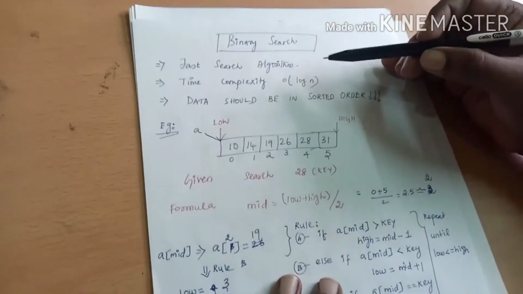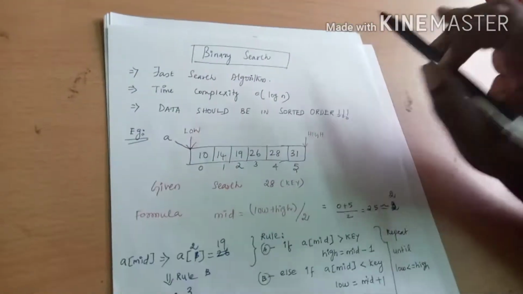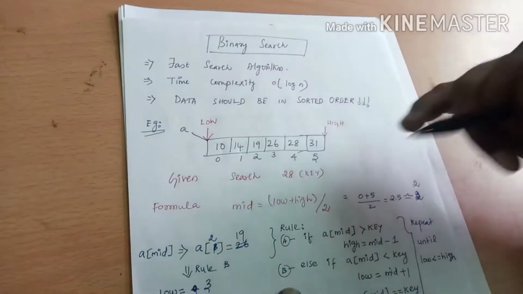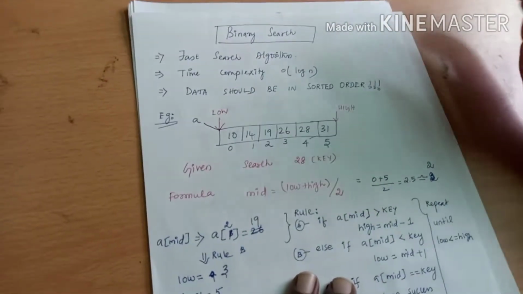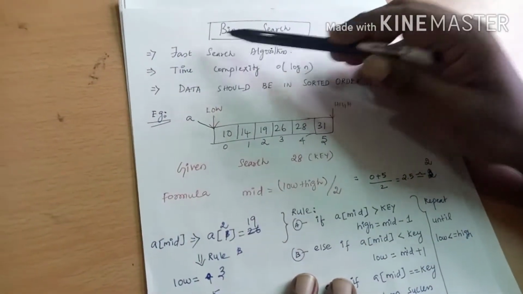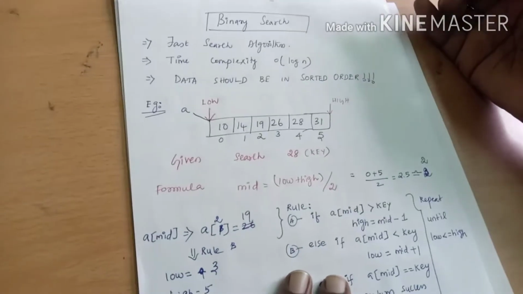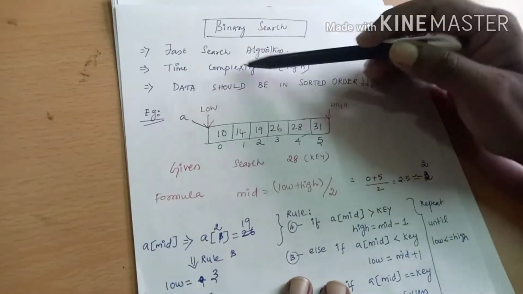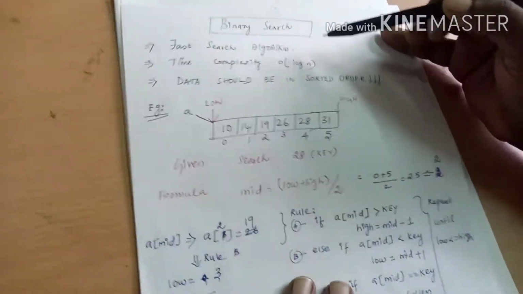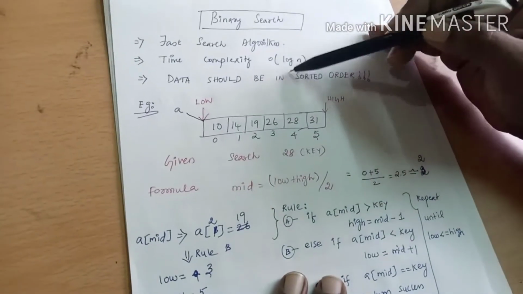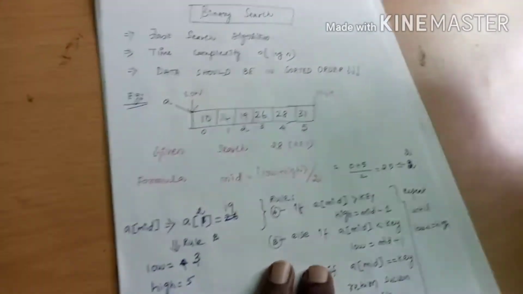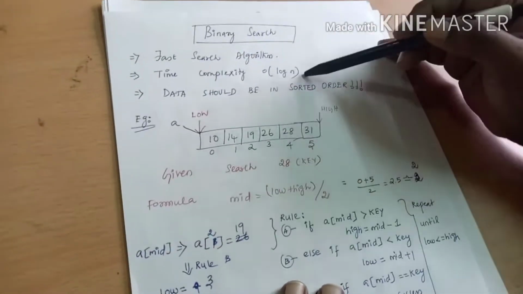In our previous example, we discussed linear search. Linear search is not efficient when you have a very large volume of numbers because it consumes too much time in finding an element. So we have a better algorithm called binary search. Binary search is a fast search algorithm when compared with linear search. The time complexity of binary search is order of log n, and one of the important criteria for binary search is that the data should be in sorted order. If the data is not in sorted order, then the binary search algorithm will not work.